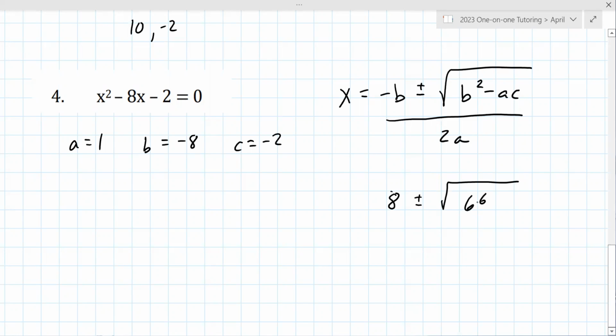66. Good. All over 2 times 1. Yes, this is good so far, meaning you've done everything right up to this point, and there's a little bit more to do. The square root of 66. Do you remember how to reduce that? Got to do the factor tree thing. Break it apart, unfortunately. Yeah.